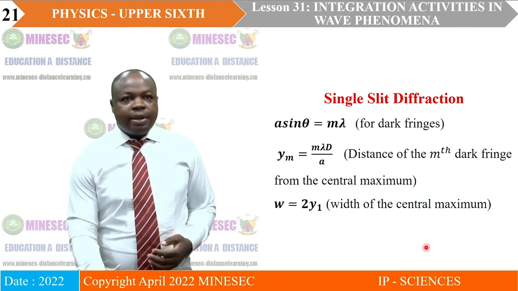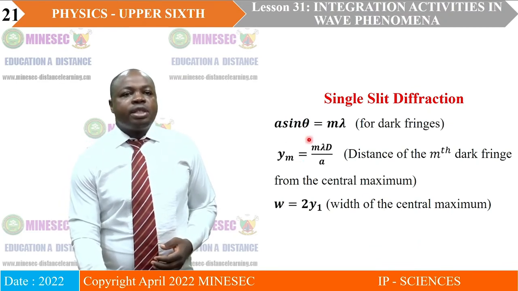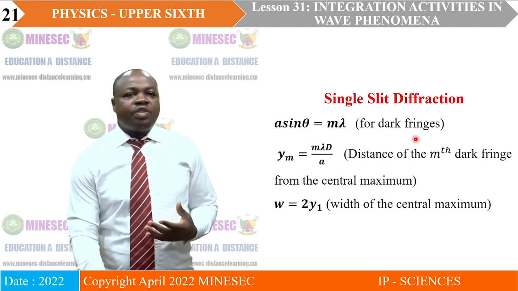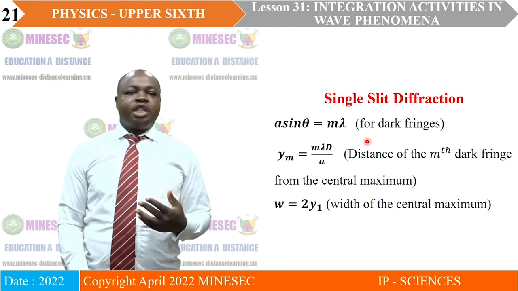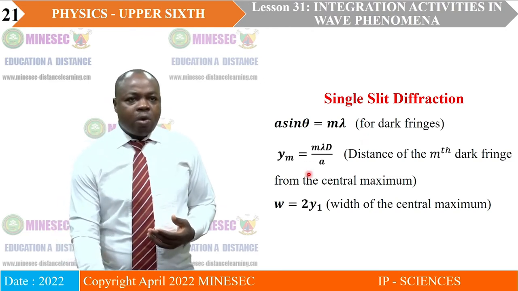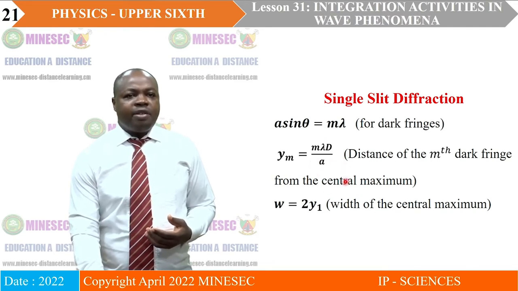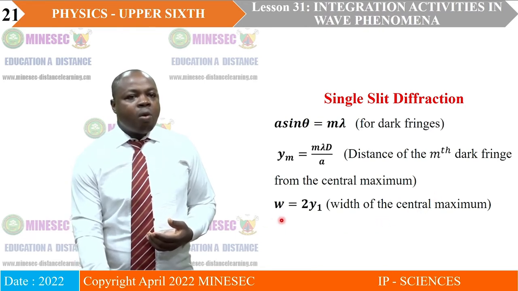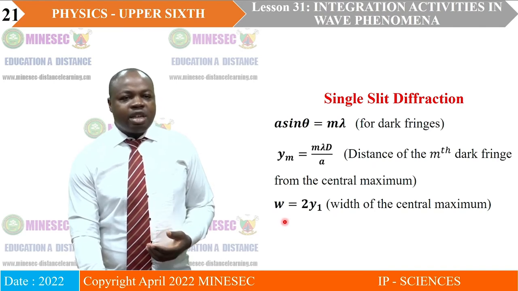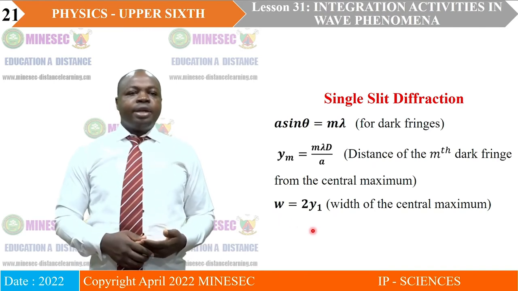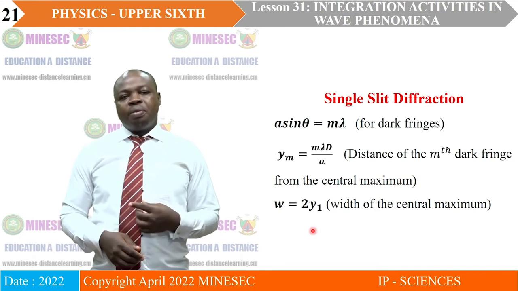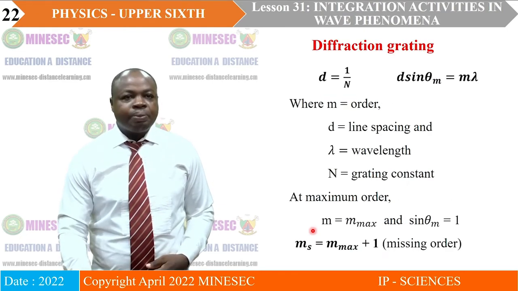Now, for single slit diffraction, we use this equation, a sin theta equals m lambda, to do calculations for dark fringes. m is the position of a dark fringe from the central maximum. y_m equals m lambda D over a gives the distance of the mth dark fringe from the central maximum, while the width of the central maximum is obtained by 2y1, where y1 is the distance of the first minimum from the central maximum.